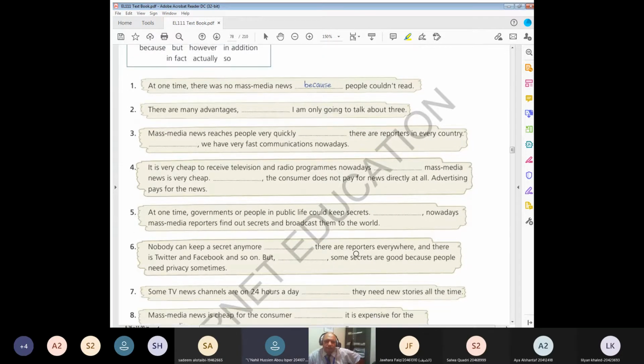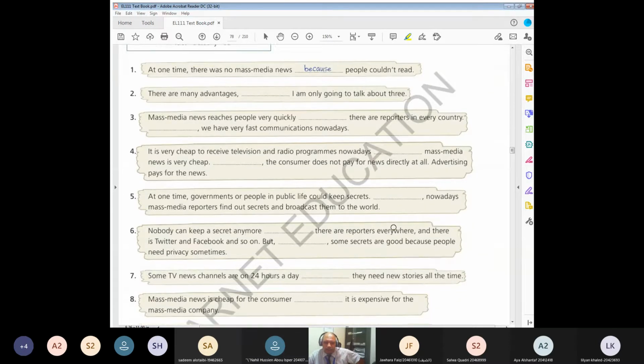Can we say in addition? So 2 things. So why does mass media news reach people very quickly? Because there are reporters in every country. In addition to that, we also have very fast communication nowadays, right? Right. So it's all logical. We're using our minds in it.